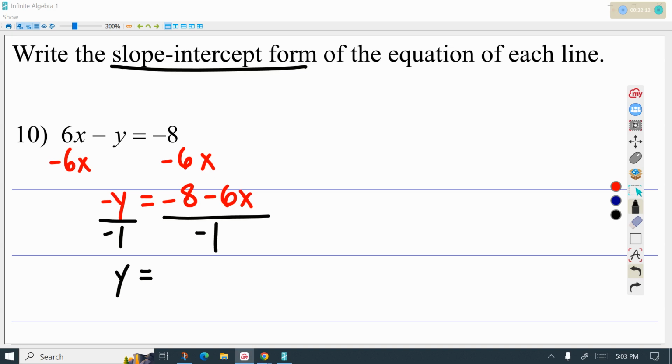The same thing with the other ones, right? To divide by negative 1 means change the sign of everything on the top of this fraction. So the negative 8 becomes an 8, and the negative 6x becomes a positive 6x, right? This is almost done, except it's just flipped around. So if I want to make this exactly in y equals mx plus b form, I'll just switch it around the other way. So now number 10 is done too.